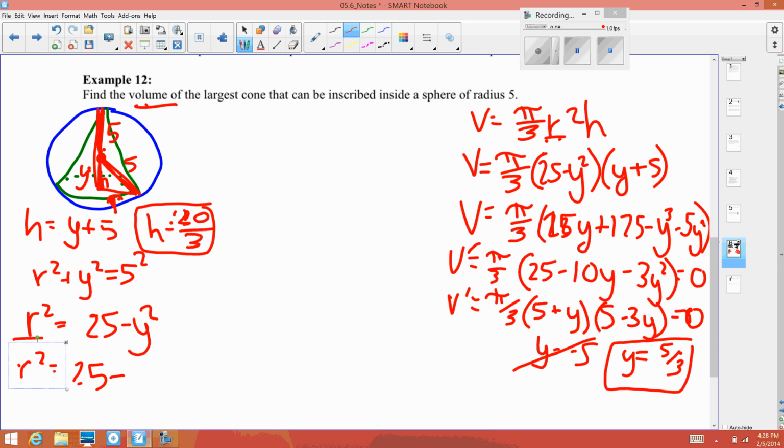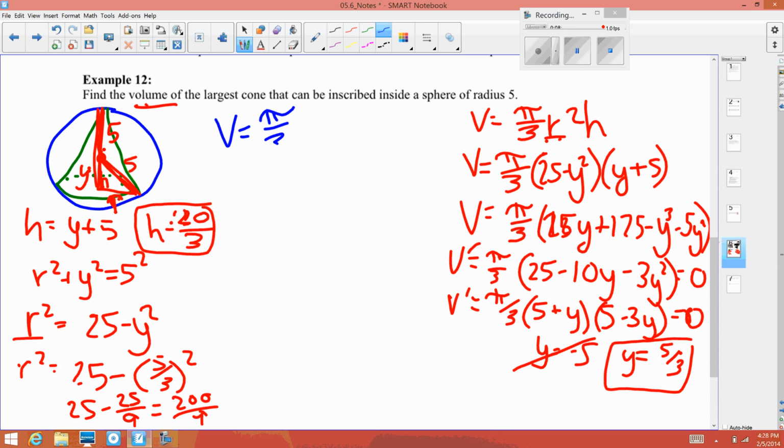25 minus, that's 5/3 squared. 25 minus 25 over 9. If you really want to put that as a fraction, it'll end up being 200 over 9. Good enough. All right. Let's find the volume now.